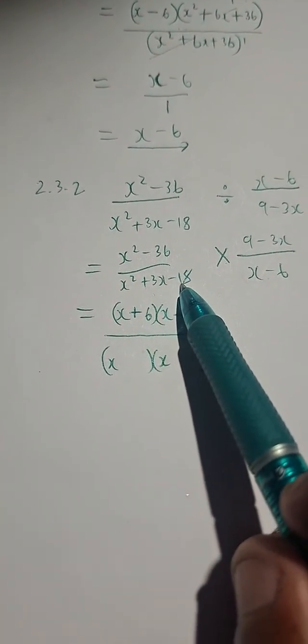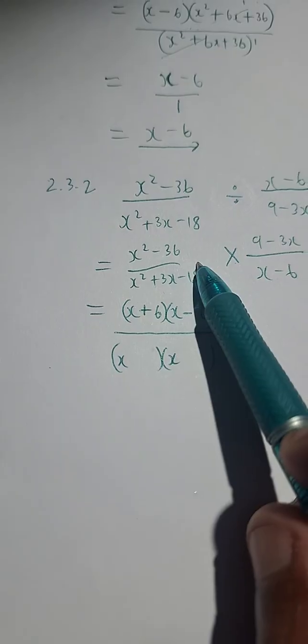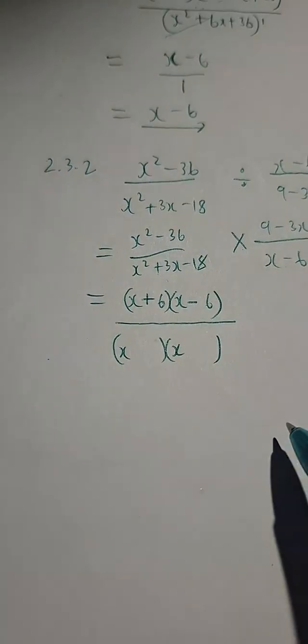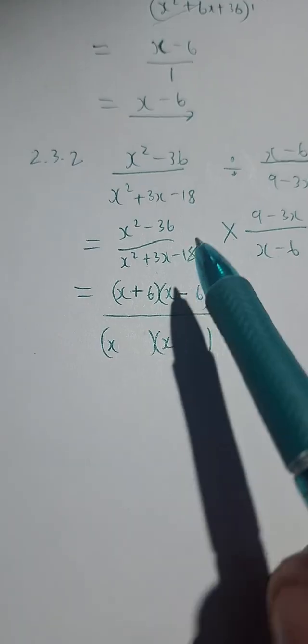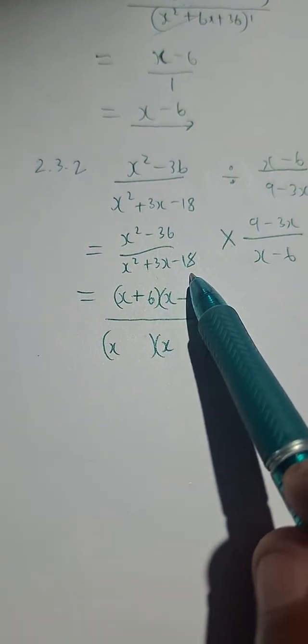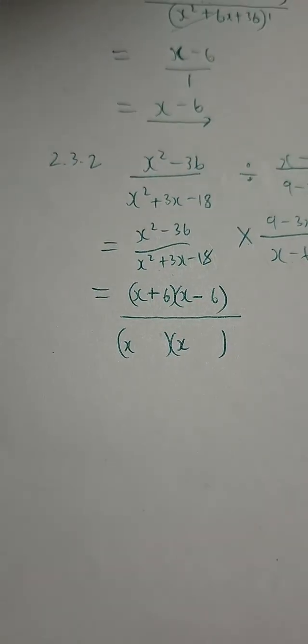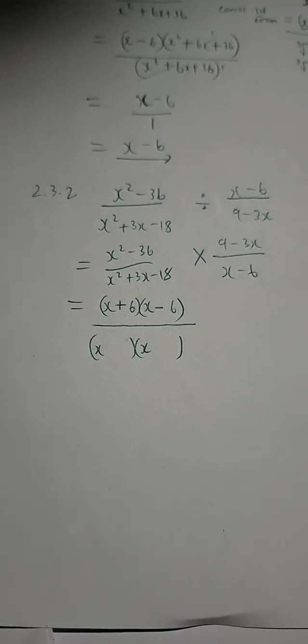Negative 18. The factors of negative 18. When we multiply, we get negative 18. When we add, we get positive 3. Who are they? Cinnamon Girl says 6 and 3.